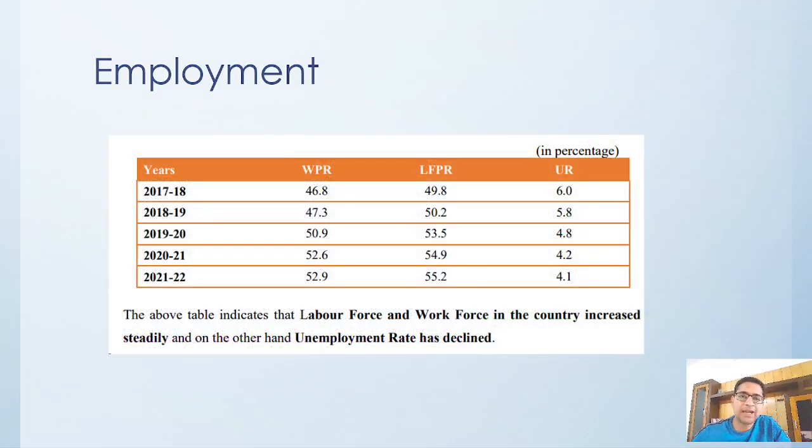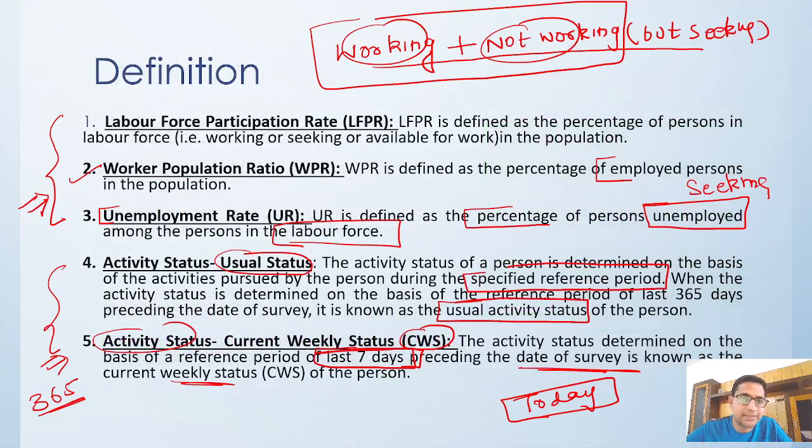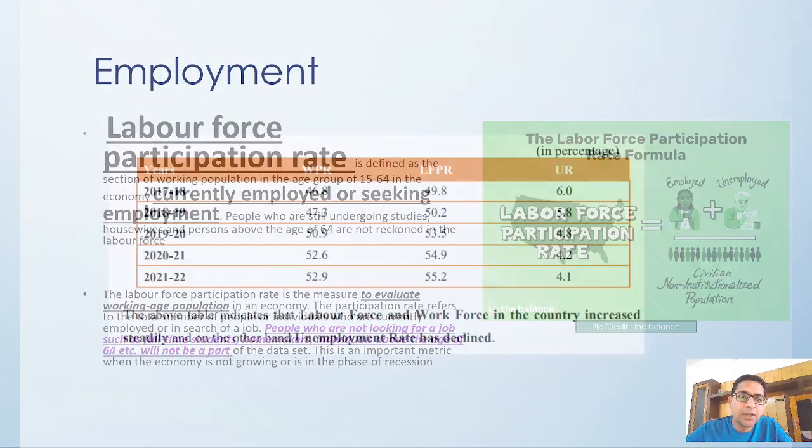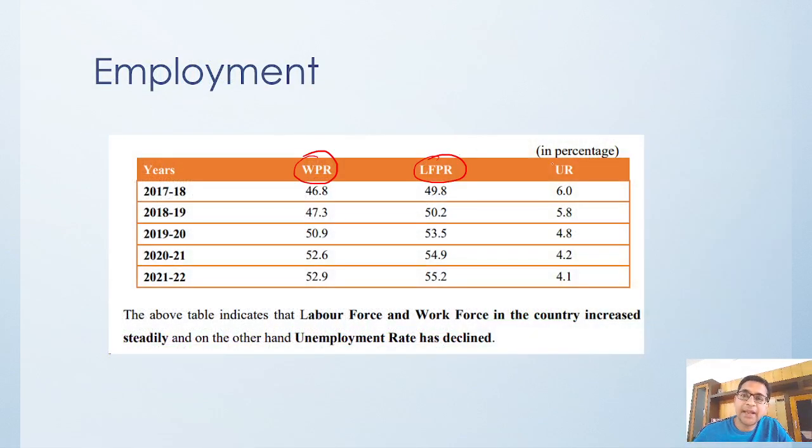Very good. So here are some of the data and some of the statistics. Okay, so look into the data properly. If you can see here, we have written worker population ratio and labor force participation rate, and unemployment rate. I hope everybody got it. I will be just explaining this. WPR, worker population ratio, labor force participation rate, and unemployment rate. So there are 5 years to compare.